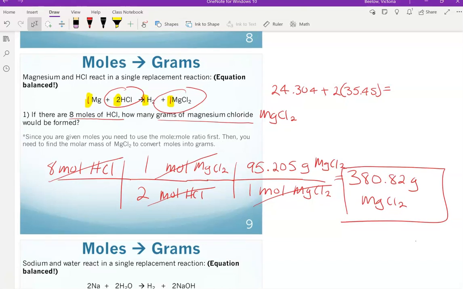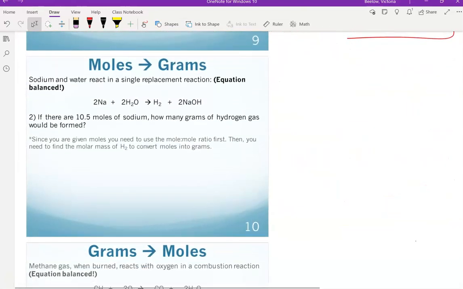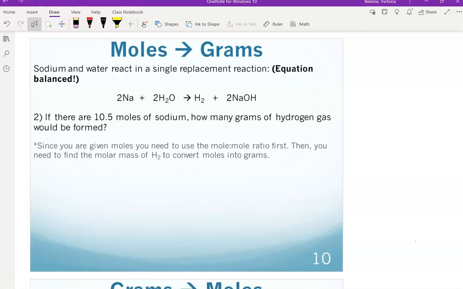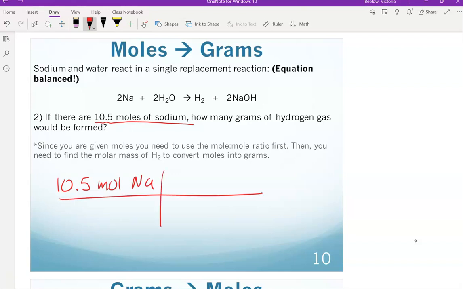I'm going to go ahead and do another example. So sodium, very reactive. Sodium metal is extremely reactive. If you throw it into water, it explodes. And this is the reaction for that. So we have our balanced chemical equation here. So I'm going to go ahead and jump into the picket fence. So if there are 10.5 moles of sodium, that's what I'm going to start my picket fence with. Sodium is Na. How many grams of hydrogen gas would be formed? So that would be H2.